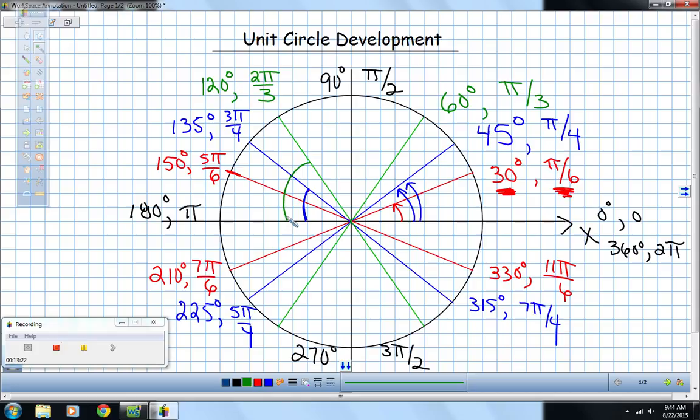Third quadrant. Here we are. Terminal side, green, third quadrant. I am pi over 3 past pi. That puts me at 4 pi over 3. I am 60 degrees past 180. That puts me at 240 degrees.